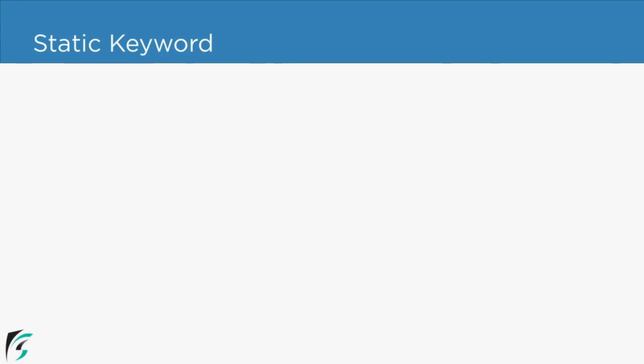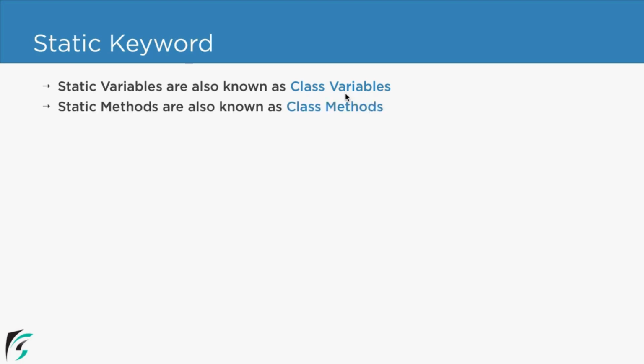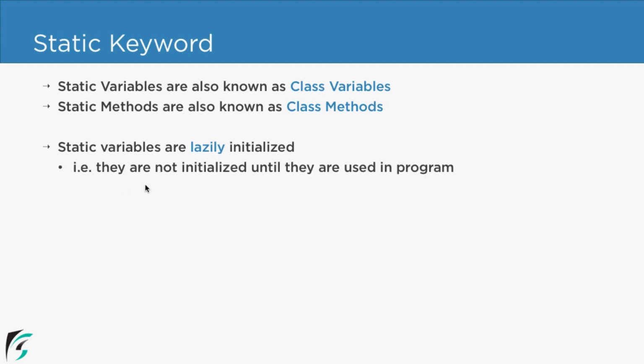So in the end, let us summarize what we have learned so far in this video. Now, the static variables are also known as the class variables. Just make a note of that. Similarly, the static methods are also known as the class methods. And since we know that the static members are memory efficient, the static variables are lazily initialized. The lazy initialization means that they are not initialized until they are used in the program. So when you use any static member, only then will it consume the memory, and that too once.